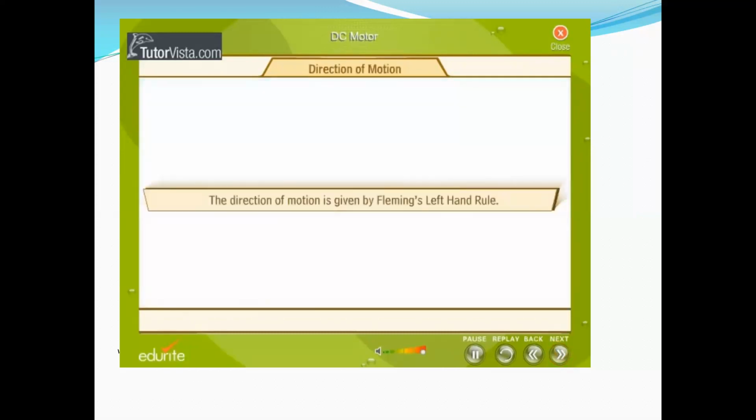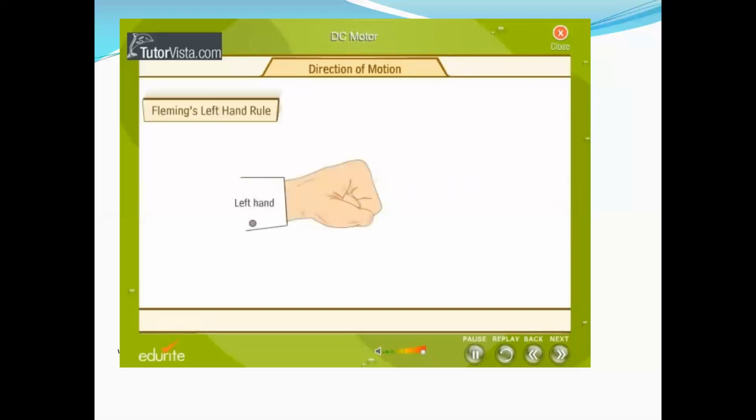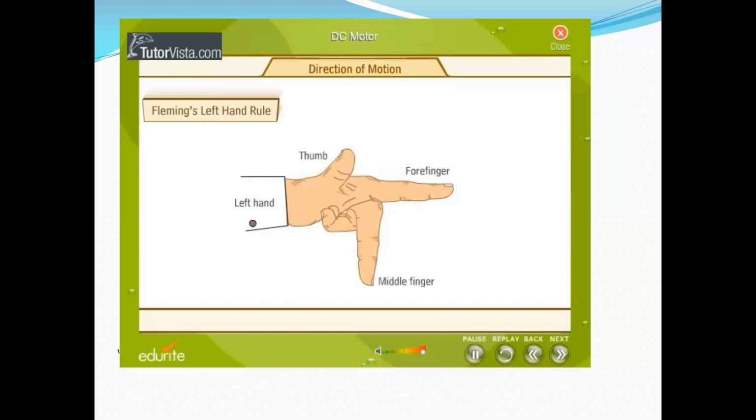The direction of motion is given by Fleming's left-hand rule. Extend the thumb, forefinger, and the middle finger on the left hand in such a way that all the three are mutually perpendicular to each other. If the forefinger points in the direction of the magnetic field, the middle finger in the direction of the current, then the thumb points in the direction of the force exerted on the conductor.